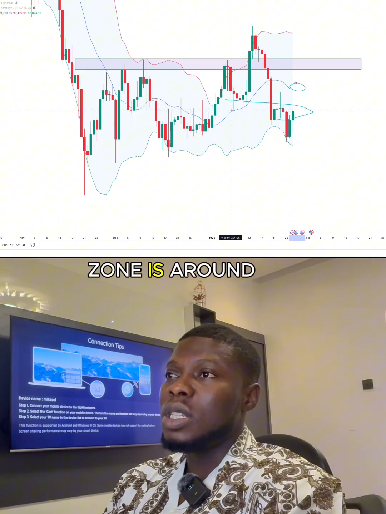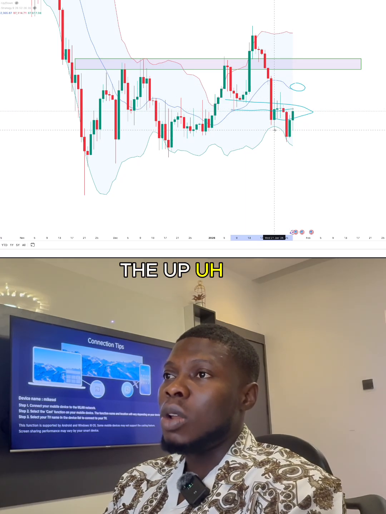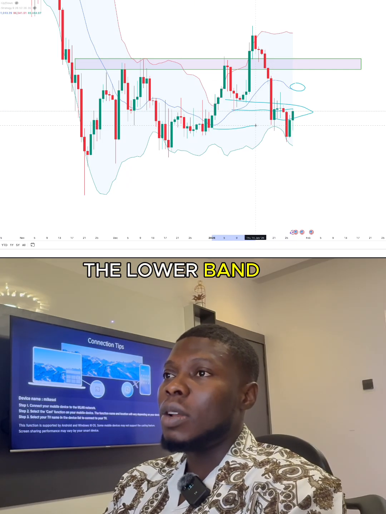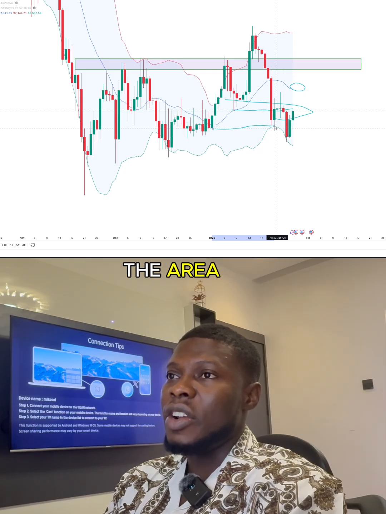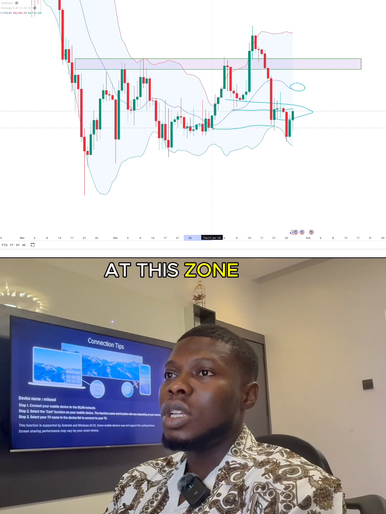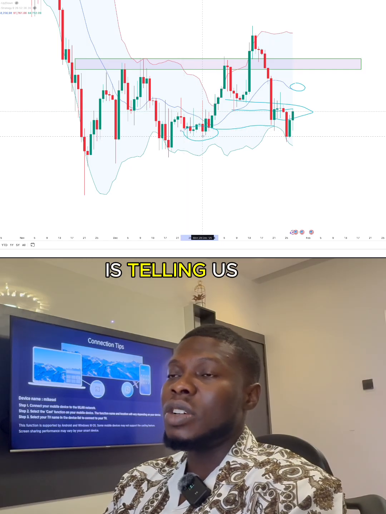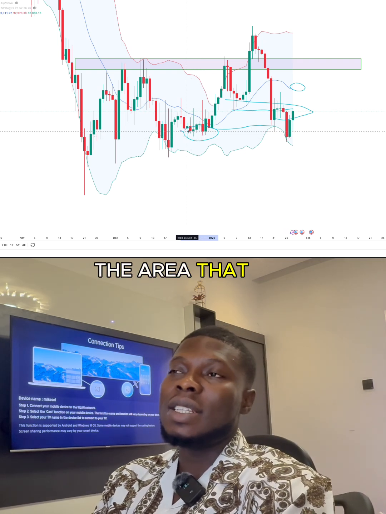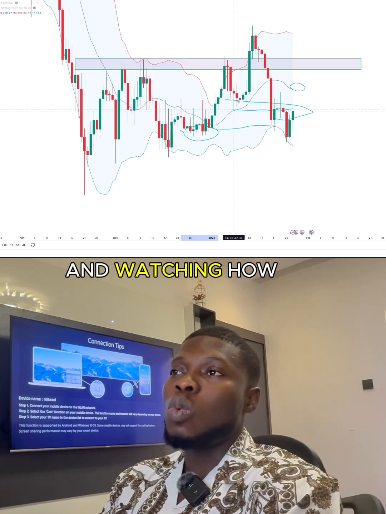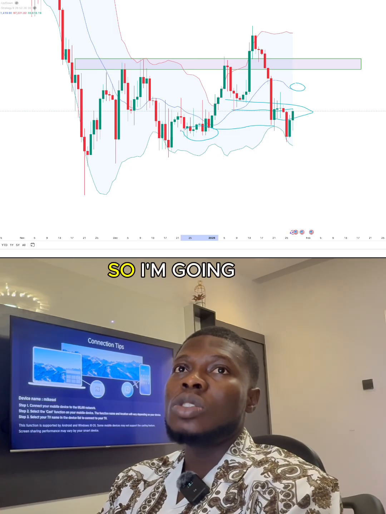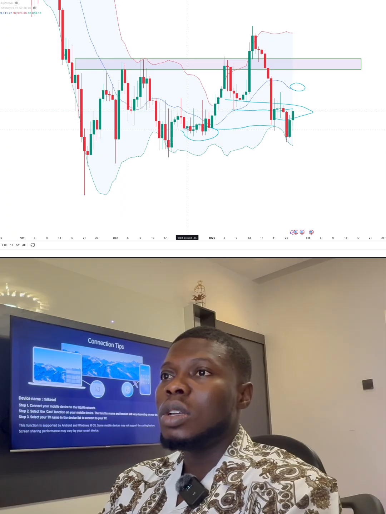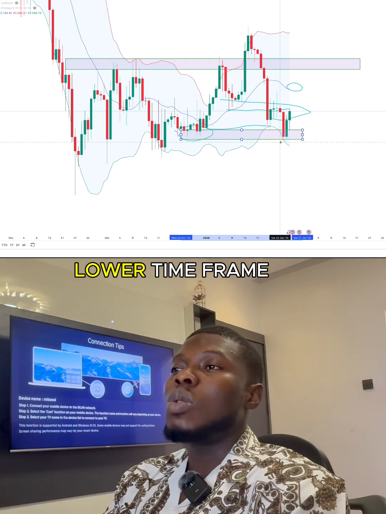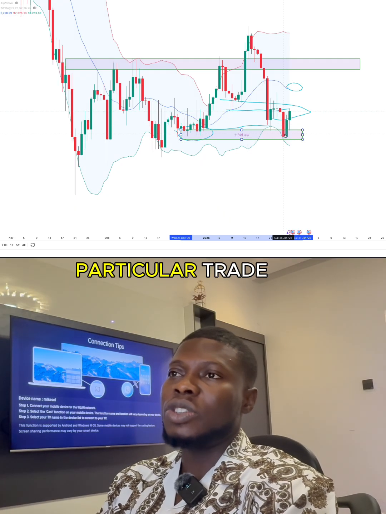The other zone is around this zone. The lower band of this indicator is not here. This is the area where the lower band of this indicator is. This liquidity at this zone is what the indicator is telling us is important. With the help of the indicator, I was able to figure out the area that the market is actually looking at, and watch how the market is playing at the moment. So I'm going to map out this particular zone. Now you should be able to go to the lower time frame to take this particular trade. So this is the zone.